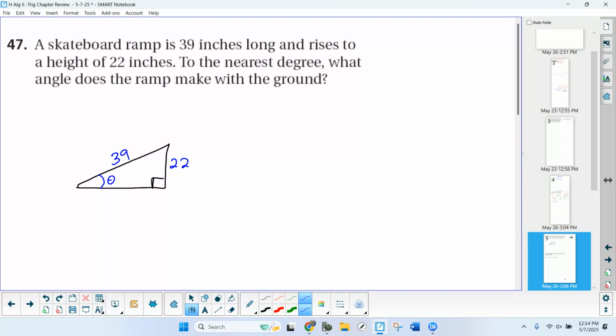Now, is this a right triangle? Can I use right triangle trig? Do I have to use law of sines or law of cosines? No. Use SOHCAHTOA. You can use SOHCAHTOA when you have a right triangle. You are given the what? Opposite and the hypotenuse. Which trig function uses opposite and hypotenuse? Sine of theta is equal to opposite over hypotenuse. What do you do now to find theta?